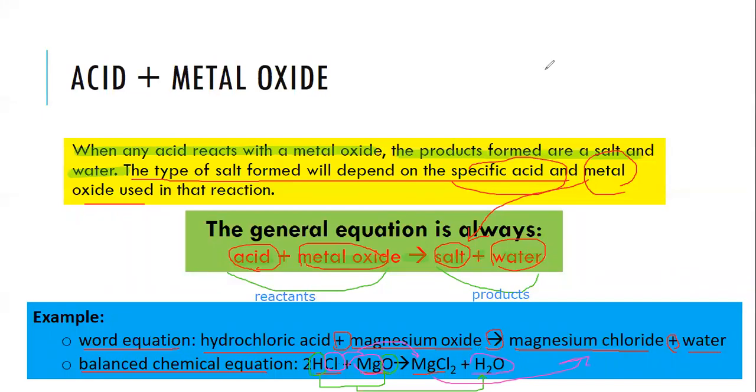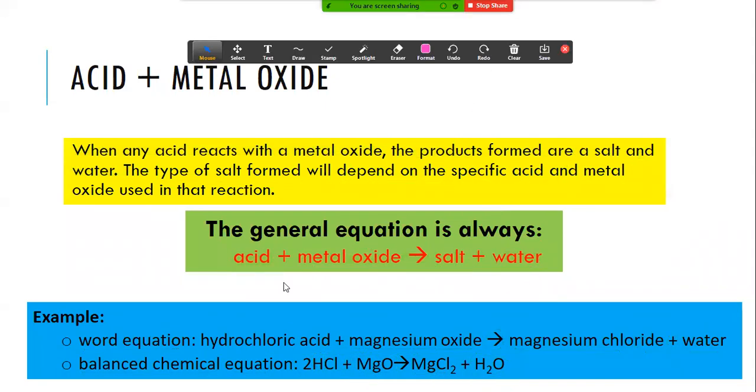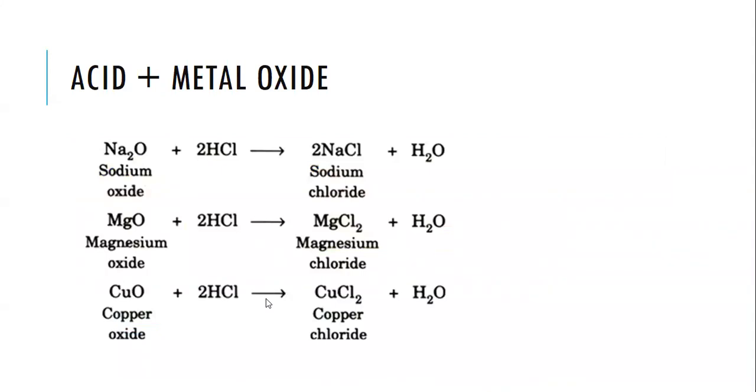And how do we balance the equation? On the left-hand side and the right-hand side, we must have equal numbers of hydrogen, chlorine, magnesium, and oxygen. That's how we balance it, by using the numbers that we put in front of each formula. You remember this. Just refer to the previous classes on how to balance a chemical equation.